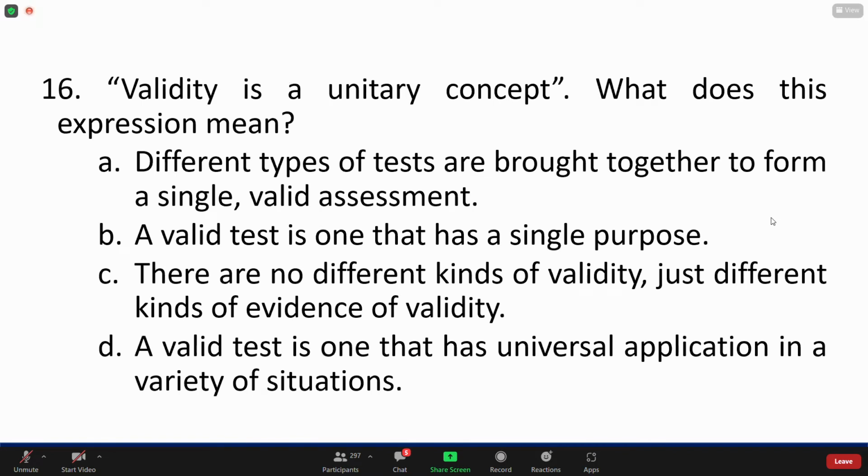Next, 16. Validity is a unitary concept. What does this expression mean? A. Different types of tests are brought together to form a single valid assessment. B. A valid test is one that has a single purpose. C. There are no different kinds of validity, just different kinds of evidence of validity. And letter D, a valid test is one that has universal application in a variety of situations.